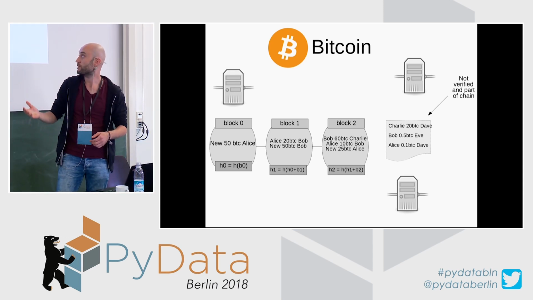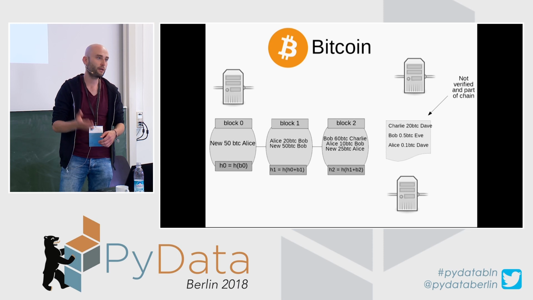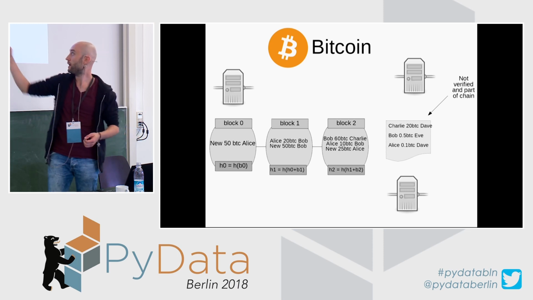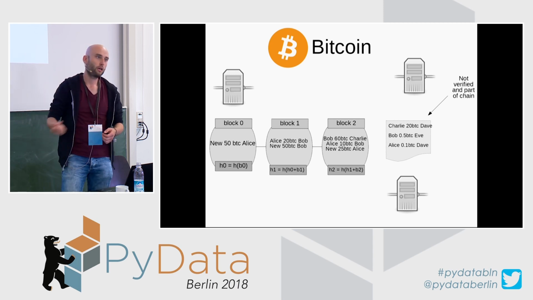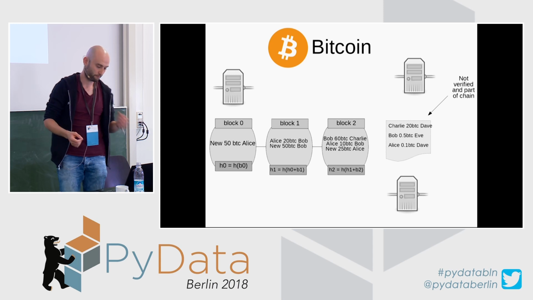And checking these facts just involves making sure that the people spending money actually have the appropriate funds to do so, right? So if Alice wants to send 20 Bitcoin to Bob, in order to verify this fact, a miner has to check that Alice actually owns 20 Bitcoin.